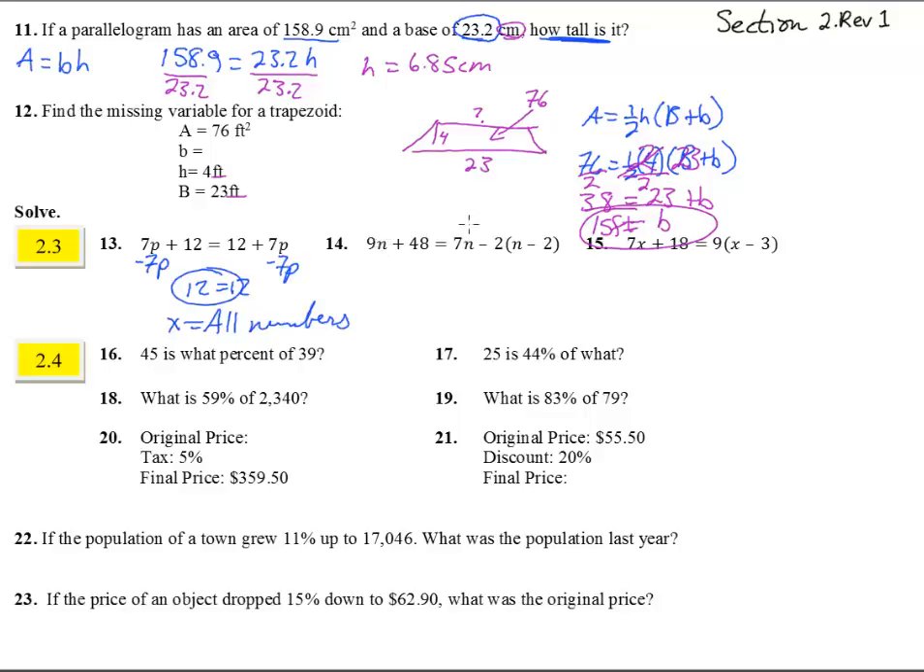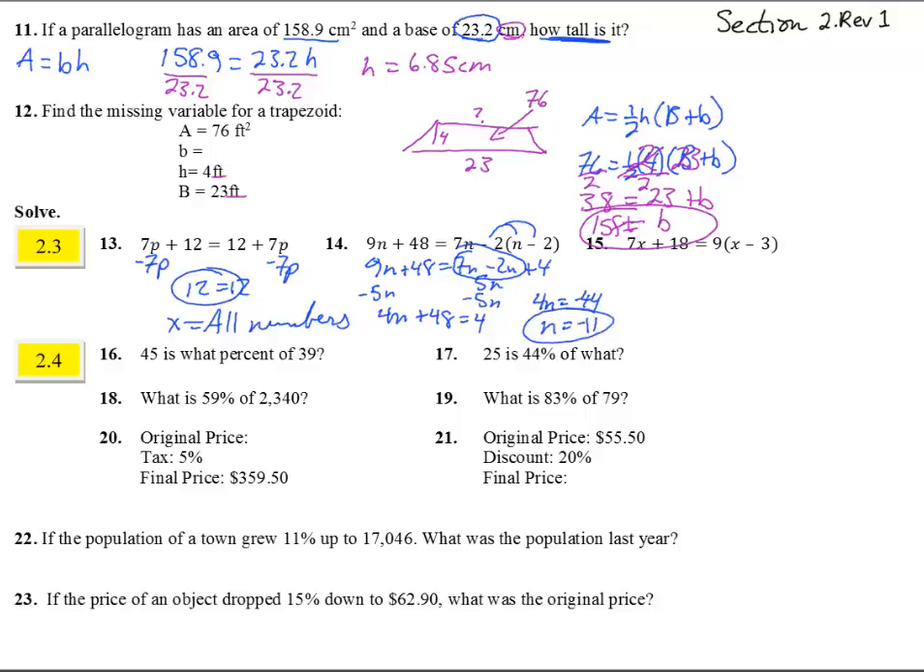All right, number 14. We get 9n plus 48 equals 7n minus 2n plus 4. That's really 5n right there. So subtract 5n to get both of these on the same side. We have 4n plus 48 equals 4. Subtract 48 from both sides, and we get 4n equals negative 44. Divide by 4, and we get n equals negative 11.